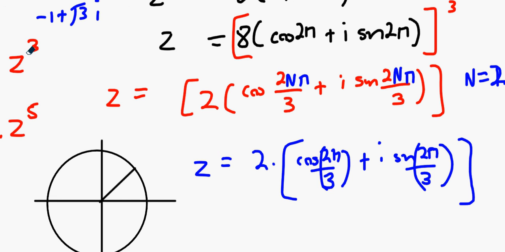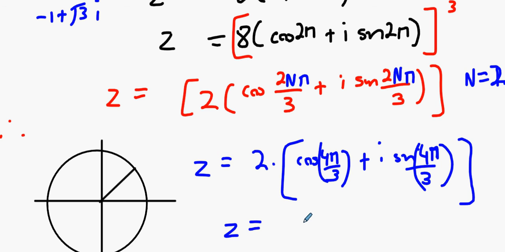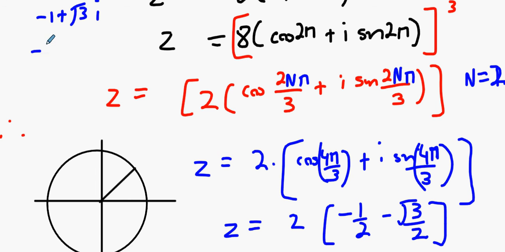So what happens when it's n equals 2, lads? What's it going to be this time? It's going to be 4 pi over 3, isn't it? So it's going to be cos 4 pi over 3 and i sine 4 pi over 3. Okay. What's the answer this time? What's 2 times cos 4 pi over 3? And what's 2 times sine 4 pi over 3? Really quickly. So minus a half and? So what's this answer going to be, Mick? Minus 1.